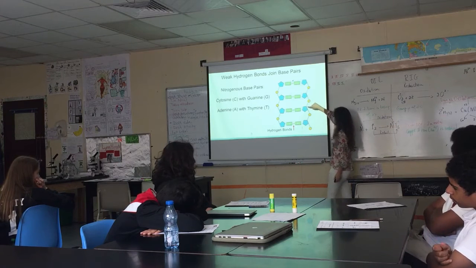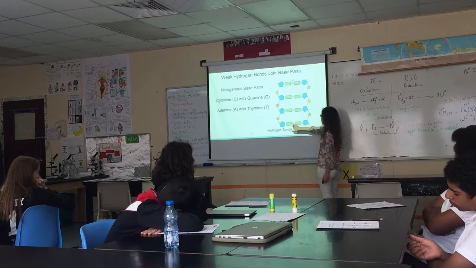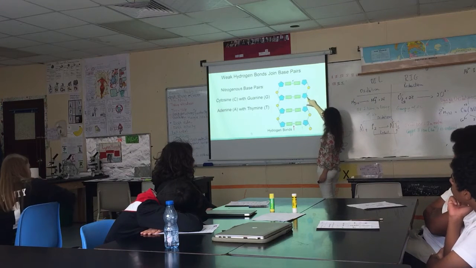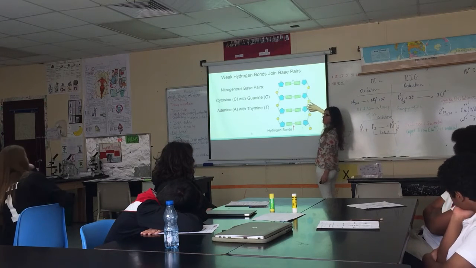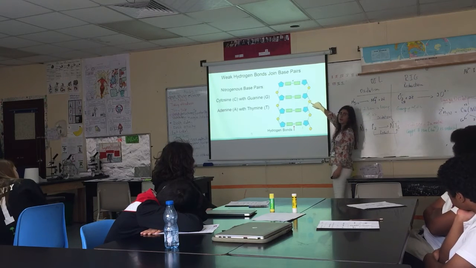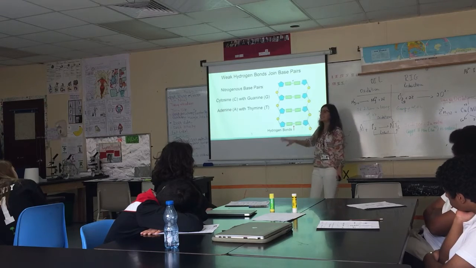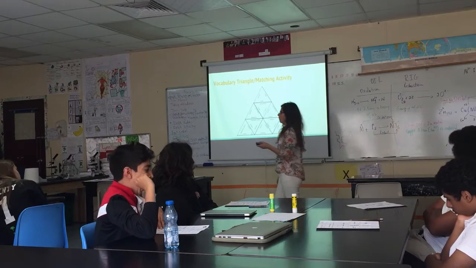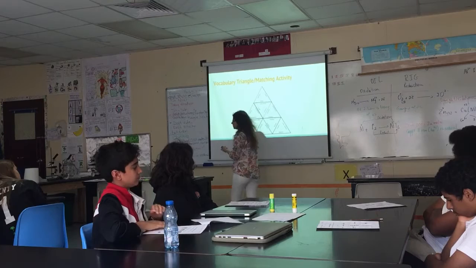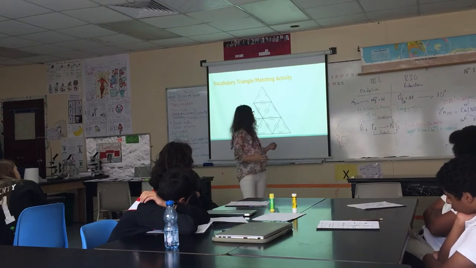Can you see in this picture there's another bond? So we have here the hydrogen bond. What about the bond between the nucleotides? Phosphate. So you can see the phosphate group, right? So we call this link phosphodiester bond.